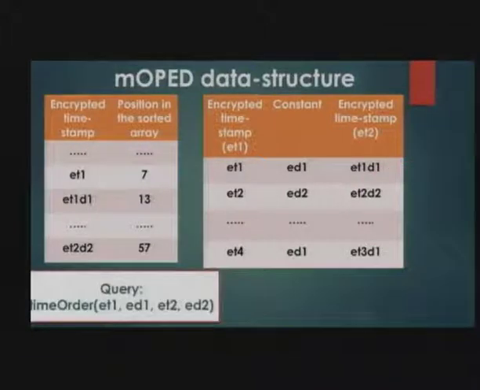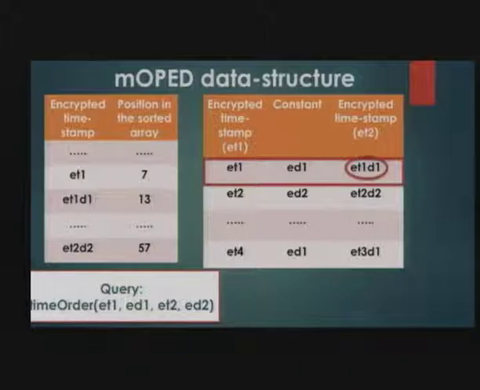Now let's say we have a query, ET1, ED1, ET2, ED2, and we want to know whether ET1 plus ED1 is less than or equal to ET2 plus ED2. The first thing we do is use this pair, ET1, ED1, as a key, and search for it in the second data structure, the one on your right. Say we found this entry, and we have the value ET1, D1. That means if I add the encrypted time T1 and encrypted offset D1, the time encryption would be ET1, D1.